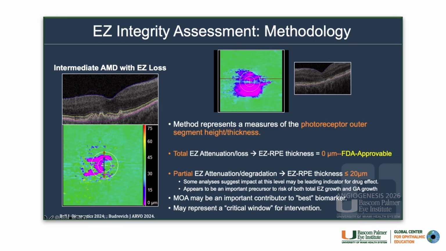This technique allows for the identification of total ellipsoid zone attenuation or loss, meaning that the ellipsoid zone is completely absent. This is the FDA approvable endpoint that's been noted for dry macular degeneration using OCT. In addition, this methodology allows for the measure of partial ellipsoid zone attenuation or degradation, which is an abnormal thinning of the height between the ellipsoid zone and RPE, measured as 20 microns or less. The mechanism of action of a specific therapeutic may be an important contributor to which biomarker may be most effective to measure, and there might be a critical window for intervention.